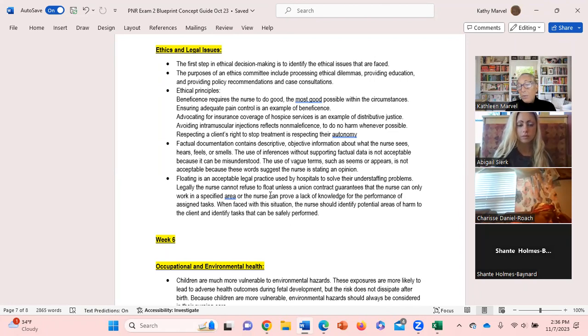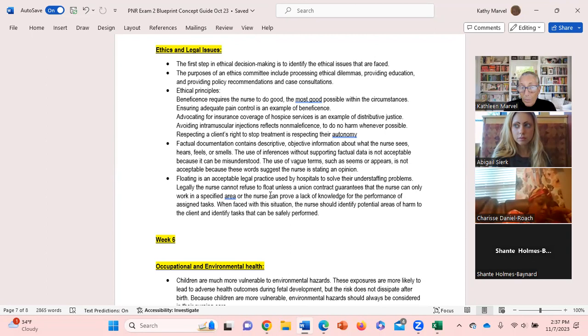Okay. And then the last one is distributive justice. What's that? Think about it. Distributive justice. Being fair, providing good care to everyone. Exactly. All right. Did everybody hear what Abigail said? Okay. Making sure of across the board access. Distributive justice.